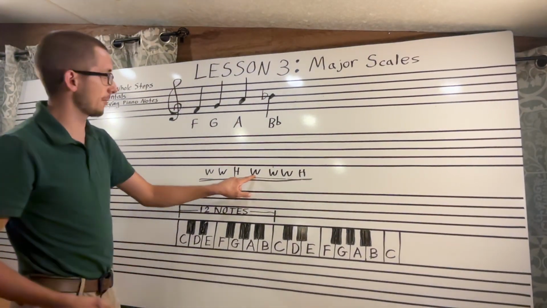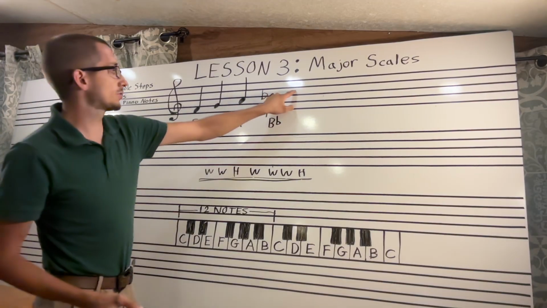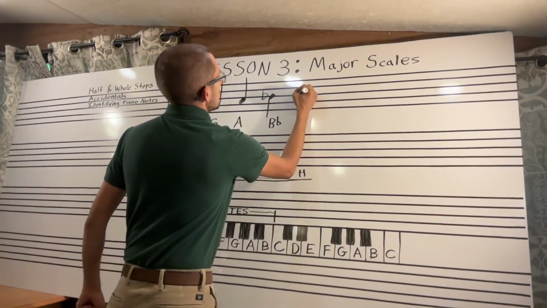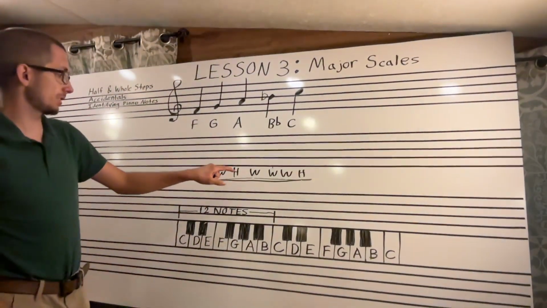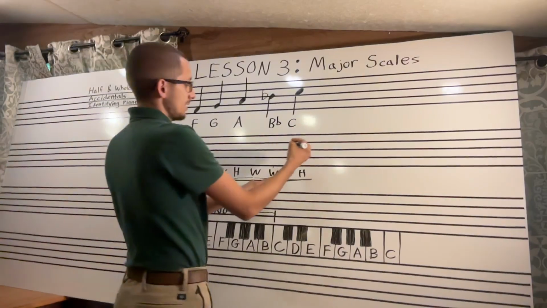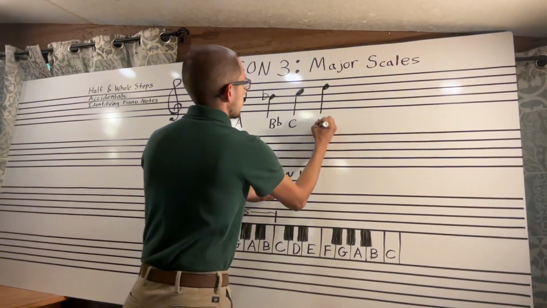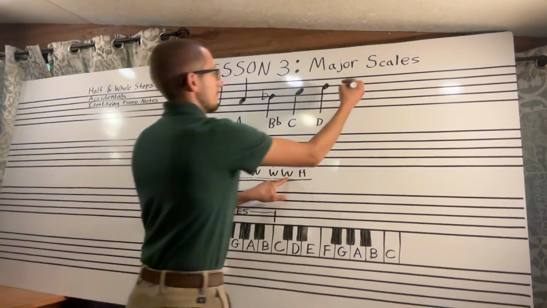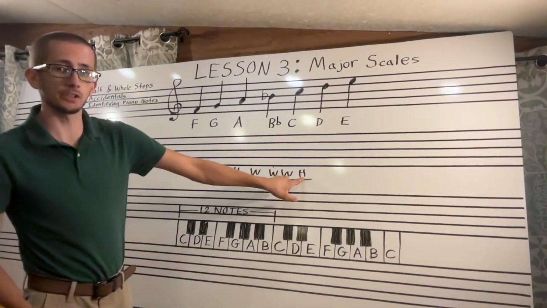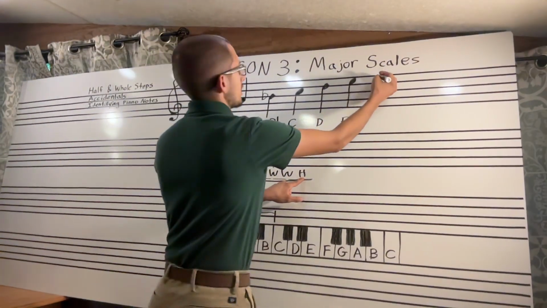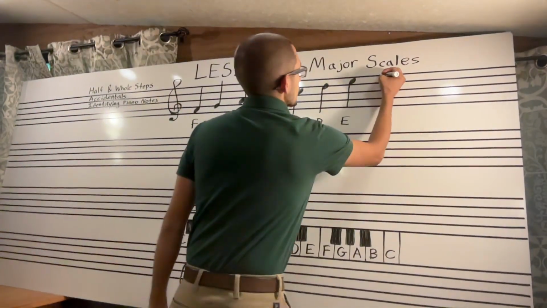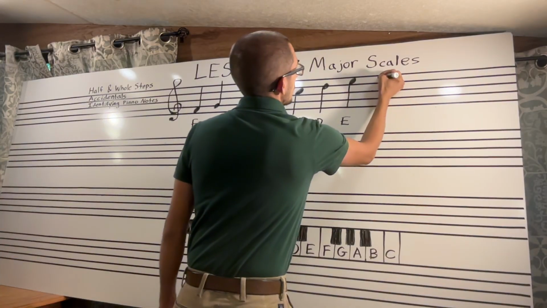Now we need to go up a whole step. From B flat up a whole step would be the note C. So that's the next note in the major scale. We did that whole step there. Now we need to do another whole step. C to D. Now we need to do the next whole step. D to E. Then, last but not least, another half step. So E up a half step. Of course, now we're back to our starting pitch, F. So we started and ended on the note F.